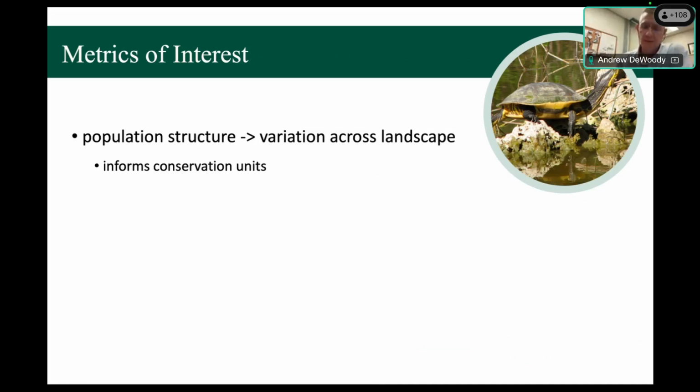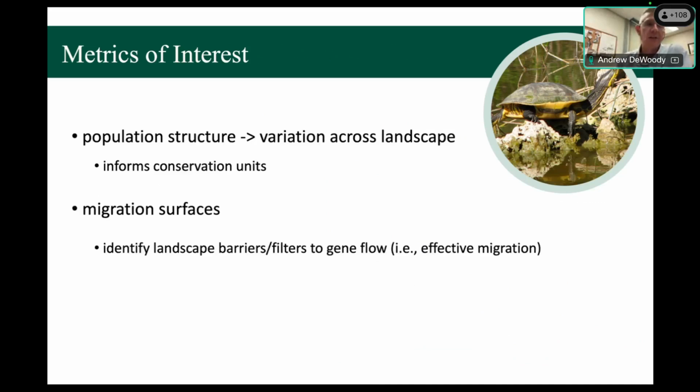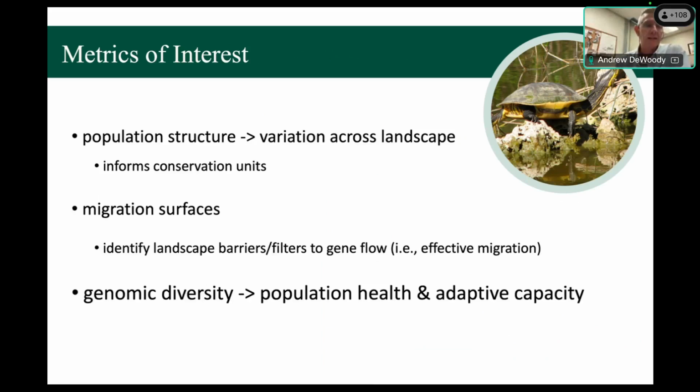And so there's 3 different things that we've really looked at here, and they include population structure, and then migration surfaces to try and identify landscape barriers or filters to gene flow, and then overall genomic diversity, which, as I mentioned earlier, is some indication of population health and adaptive capacity.